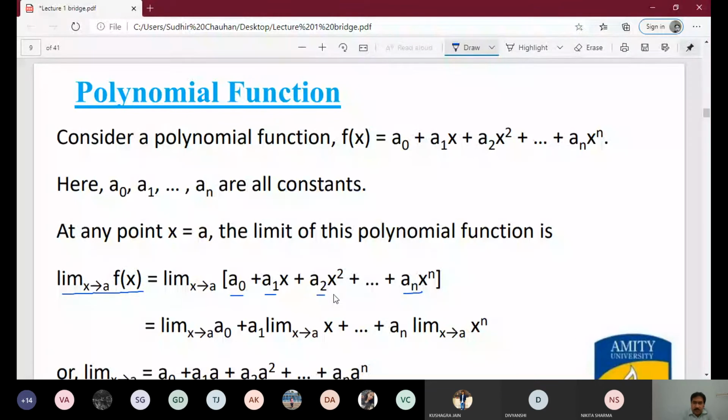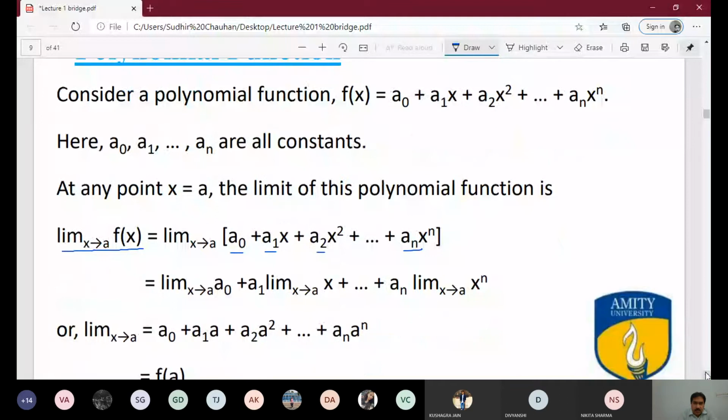So the limit of this expression can be obtained as the summation of the limits of these terms. We can separately find the limits and write them as a summation. If we take the limit of x, we can directly put x equal to a, so it will be equal to a. Similarly, here it will be a to the power n, and so on. So we'll get the required limit as a0 plus a1 into a plus a2 a square and so on up to an into a raised to power n.